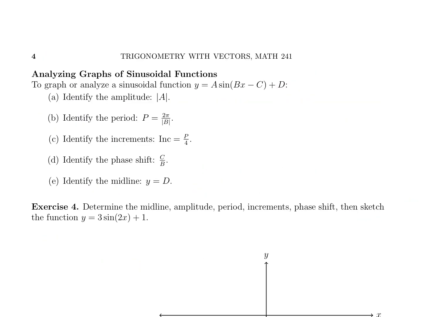So here's a summary of what we've learned so far. Here's the general form of a sine function. Same thing goes for the cosine. You can just replace sine with cosine, but it's the same general form. The amplitude is the absolute value of A. The period is 2 pi over the absolute value of B. The increments are determined by the period divided by 4. The phase shift is C over B. And finally, the midline is y equals D. And remember, if this is plus, then you want to just convert this to plus a negative so that your C will be the correct sign.